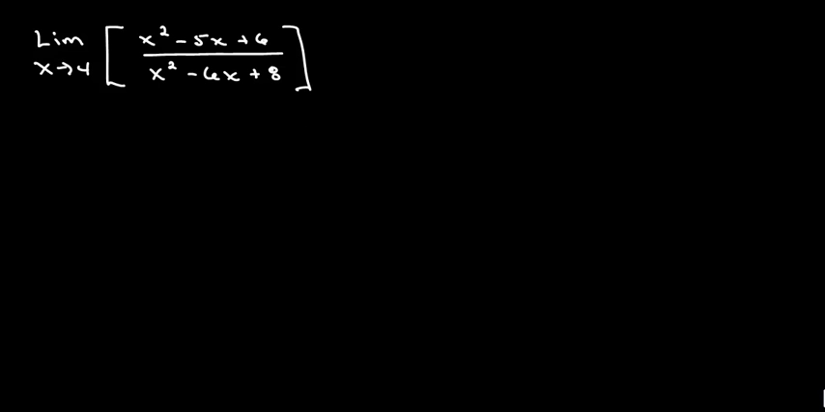So we have to simplify this and come up with an equivalent function. What I'm going to do is take 4 and look at what happens if I plug it in. If I plug it into the denominator, I would get 4 squared minus 6 times 4 plus 8. That's 16 minus 24 plus 8, or negative 8 plus 8, which is 0. So the issue here is that the denominator is equal to 0 when x is equal to 4, so we can't just do a direct substitution.